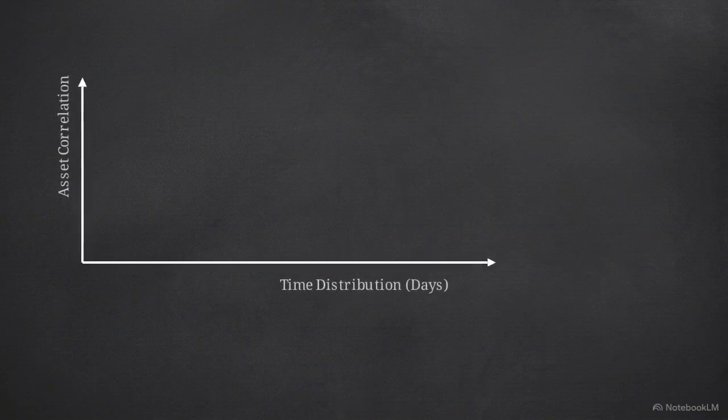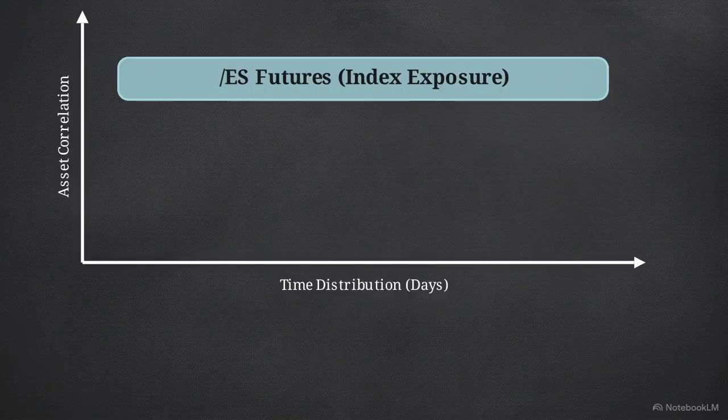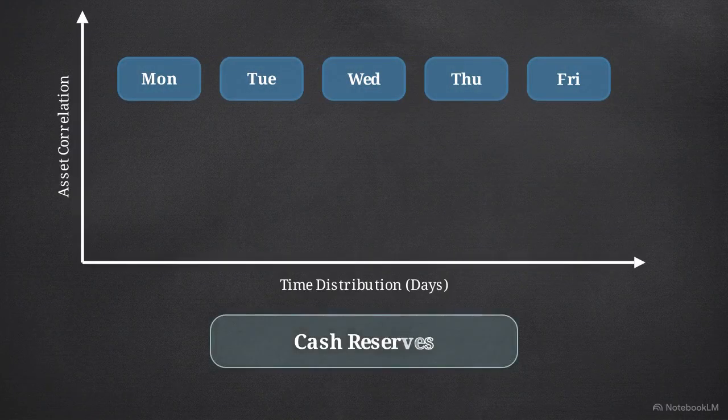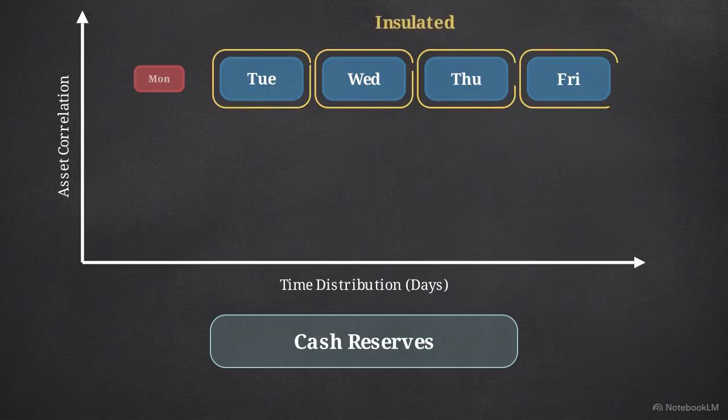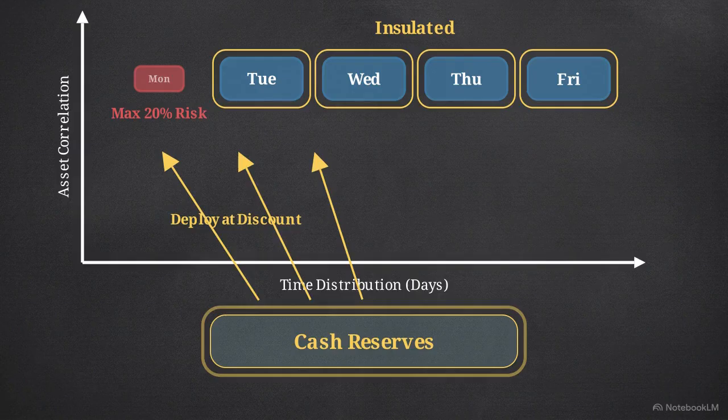Here is the optimized 2D risk matrix: high y-axis placement through index exposure and wide x-axis distribution through staggered entries, supported by distinct cash reserves. If a market shock hits on a Monday, the damage is structurally contained. Tuesday and Wednesday remain insulated. The loss is strictly confined to the small percentage of risk deployed for that specific day. Meanwhile, the cash held in reserve is perfectly protected, ready to capitalize on the new market pricing created by the shock.